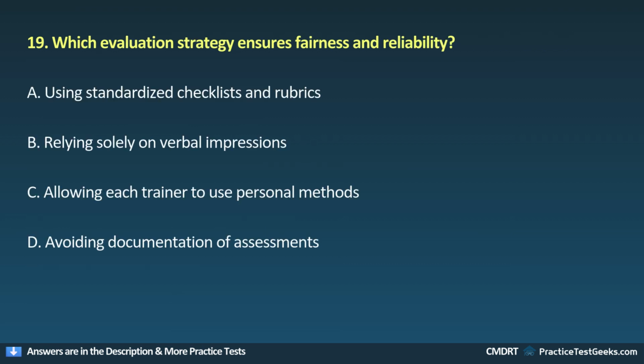19. Which evaluation strategy ensures fairness and reliability? A. Using standardized checklists and rubrics. B. Relying solely on verbal impressions. C. Allowing each trainer to use personal methods. D. Avoiding documentation of assessments.